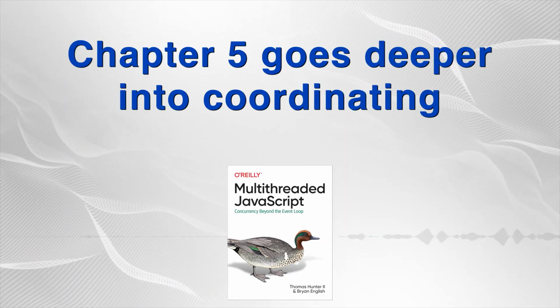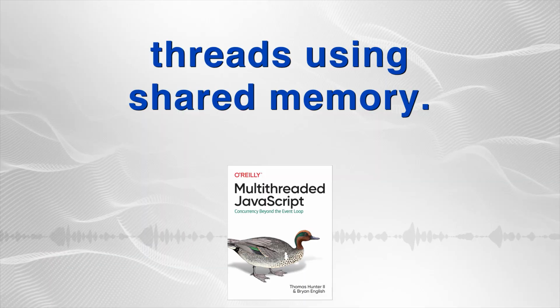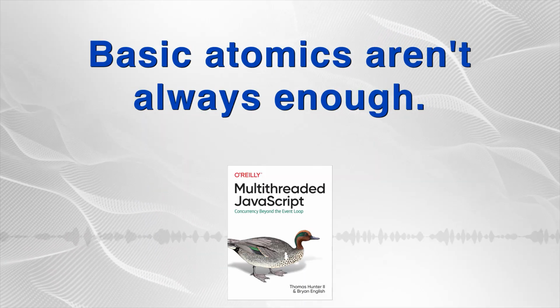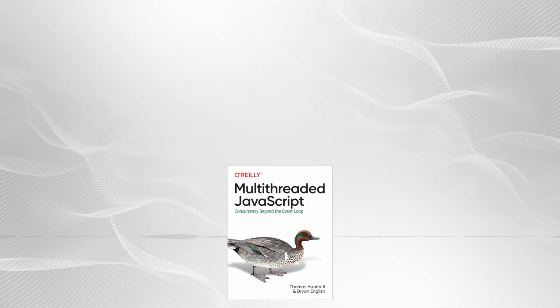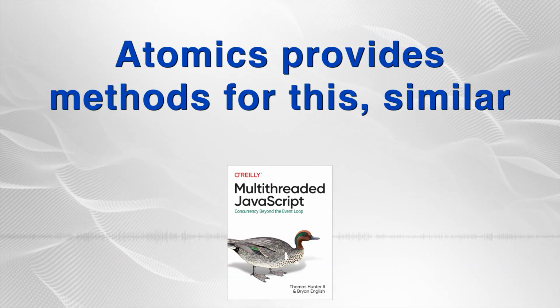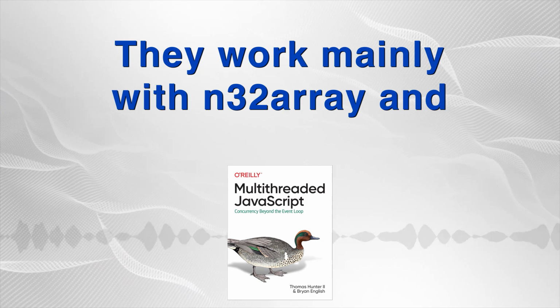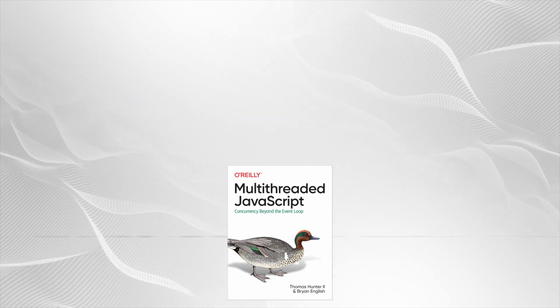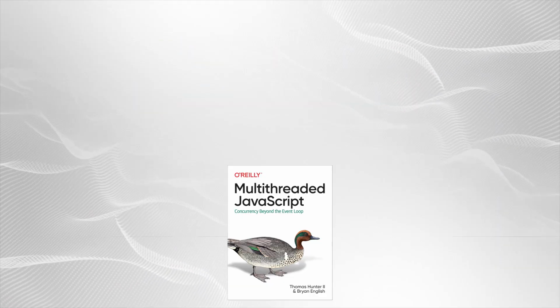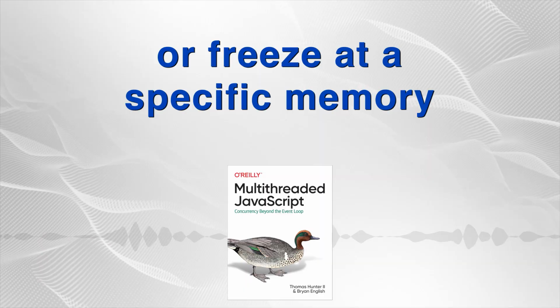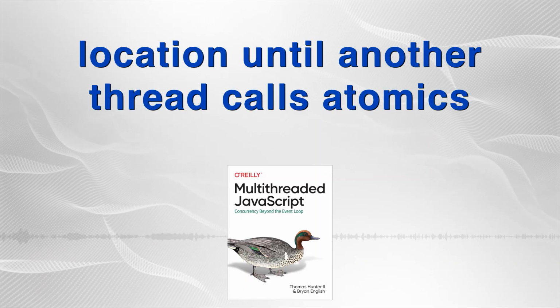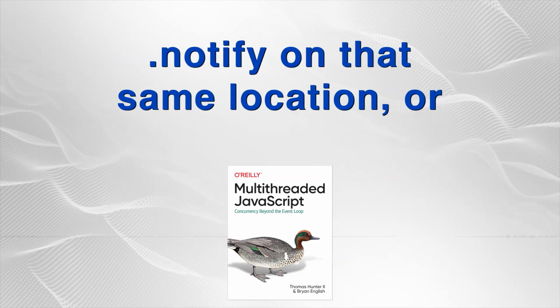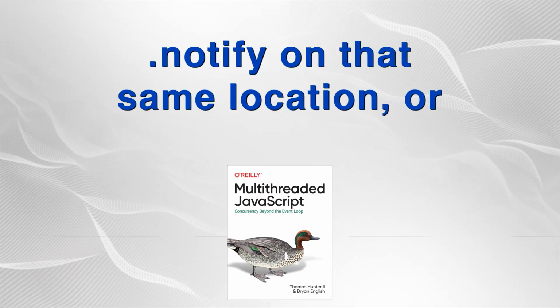Chapter 5 goes deeper into coordinating threads using shared memory. Basic atomics aren't always enough. Sometimes threads need to wait for each other. Atomics provides methods for this, similar to Futex in Linux. They work mainly with Int32Array and BigInt64Array. What are these methods? The main one is Atomics.wait. It makes the current thread pause or freeze at a specific memory location until another thread calls Atomics.notify on that same location, or a timeout occurs.